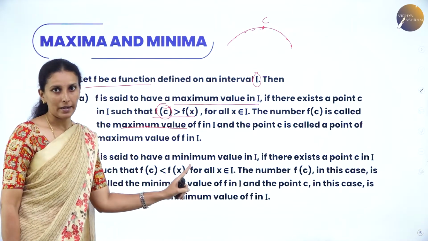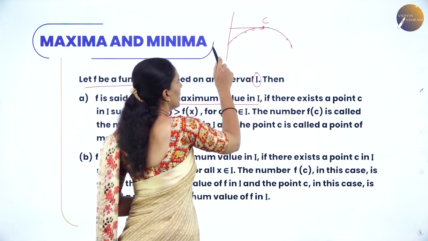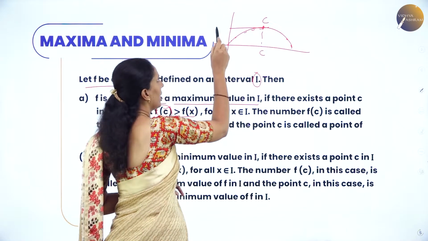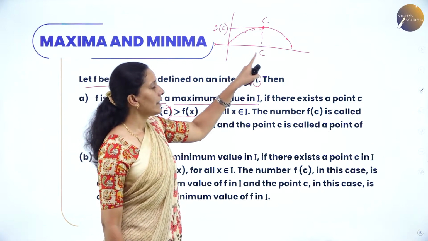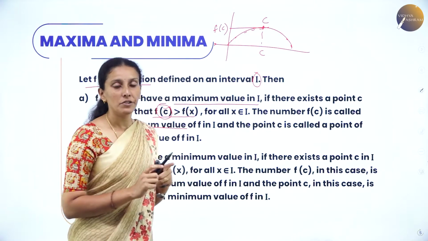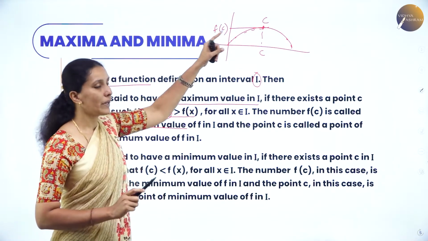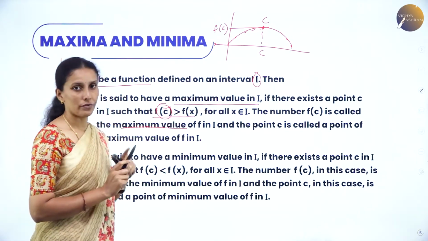So whatever the value at this point, if this is your x and y axis here, this denotes the point C and this is your f of C. So therefore here C is called the point of maximum value and f of C gives you the maximum value. The condition is f of C must be greater than any other values of x in the interval.